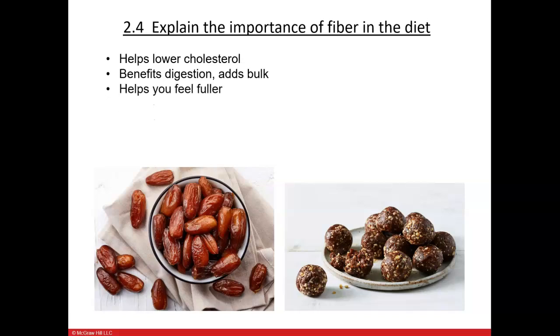Fiber helps you feel fuller. A lot of times when you're dieting, one of the things you want to do is try to eat a lot of fruits and vegetables, eat a lot of salads and things. You'll feel fuller because the fiber is going to fill you up. The other thing fiber can help do is help stabilize your blood glucose levels.